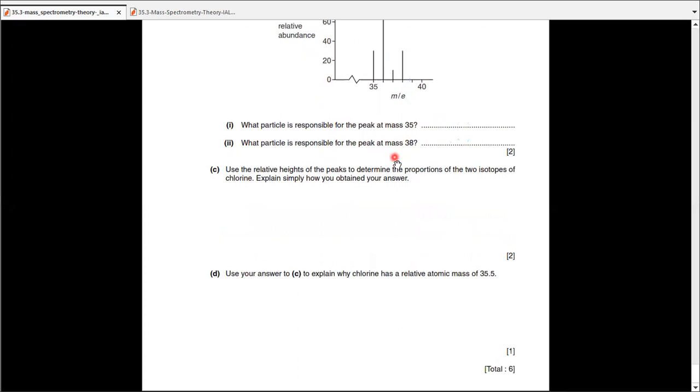Yes, sir. And finally, let's finish it up because these are the last questions. Part C. Use the relative heights of the peaks to determine the proportions of the two isotopes of chlorine. Explain simply how you obtain your answer. Relative heights of the peaks to determine the proportions of the two isotopes. The HCl peak is the molecular peak, and the 35 peak is the M plus 1 peak.